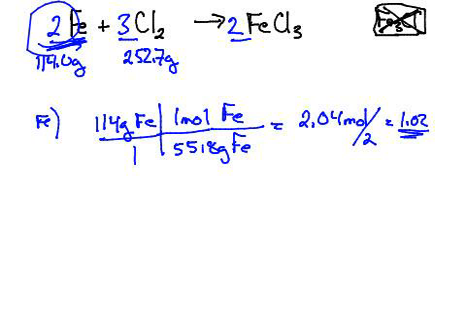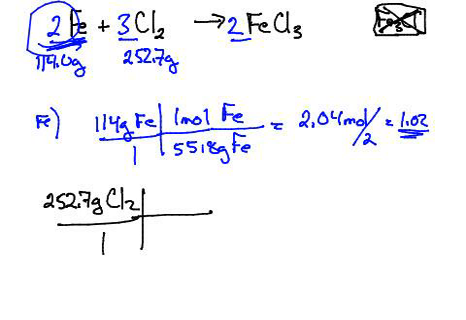And then for the chlorine, I'm going to say 252.7 grams of chlorine gas, Cl2. Now the molar mass of chlorine is not 35.5. Well, it is 35.5 for Cl, but we have Cl2, so you have to double it. It's going to be 71 grams of Cl2 to 1 mole of Cl2.